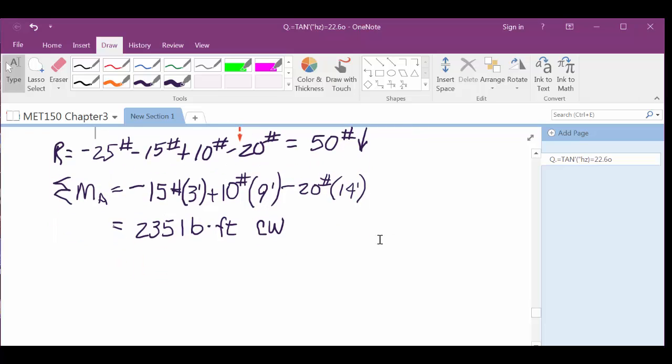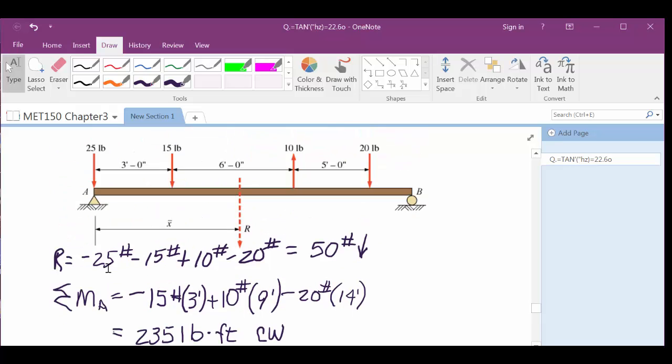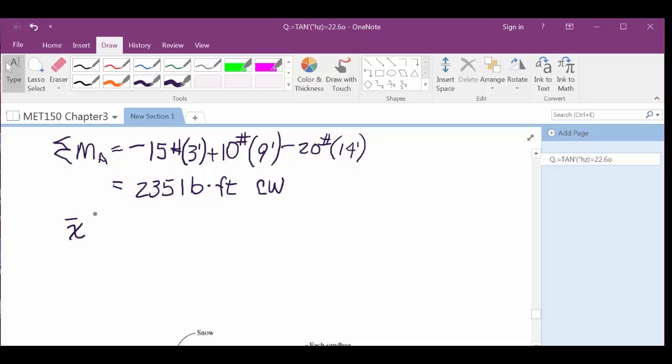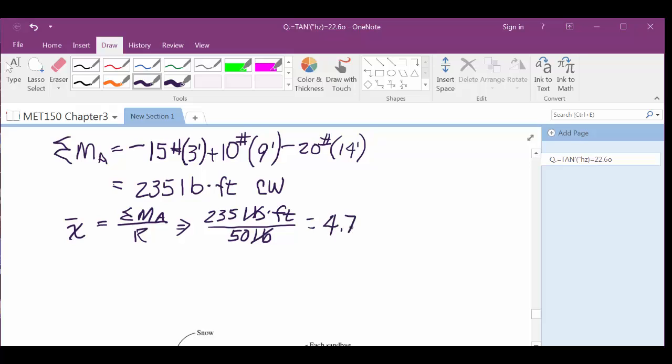Okay, so the X value, in this case they say X bar, and I think that's how it's labeled here, isn't it? Yeah, X bar equals the summation of the moments at A divided by the resultant magnitude, which is 235 pounds-feet, right, divided by what, 50 pounds. The pounds cancel out, right? So your answer turns out to be 4.7 feet, because the pounds cancel out.